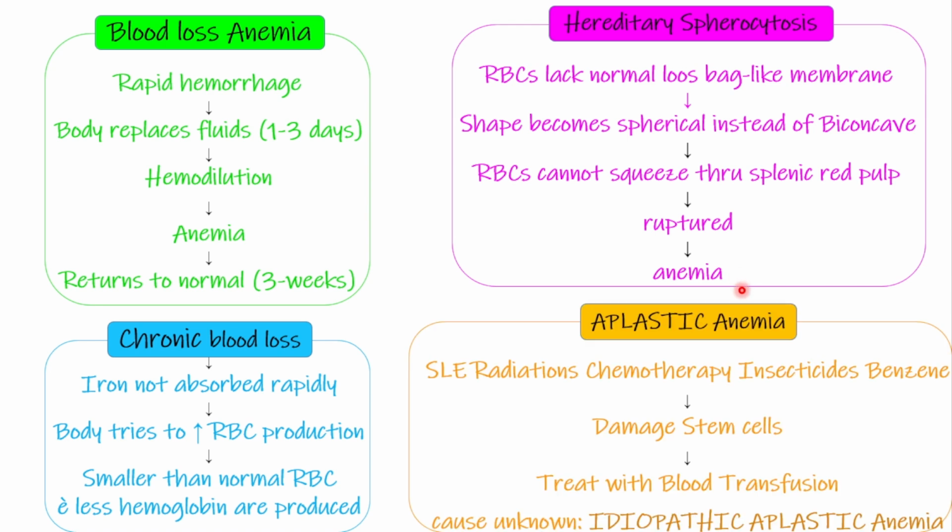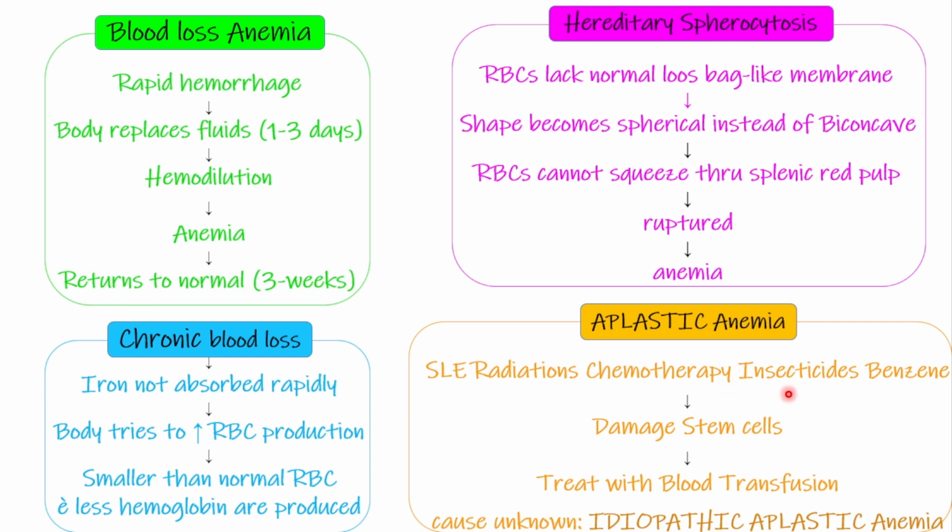And finally, we have aplastic anemia. In aplastic anemia, there is damage to the stem cells from which the red blood cells are to be produced. If the stem cells are damaged, then the bone marrow cannot produce red blood cells. Now, what are the causes of damage of stem cells? Conditions like SLE, systemic lupus erythematosus, or radiation, or chemotherapy in the case of different cancers can result in aplasia.